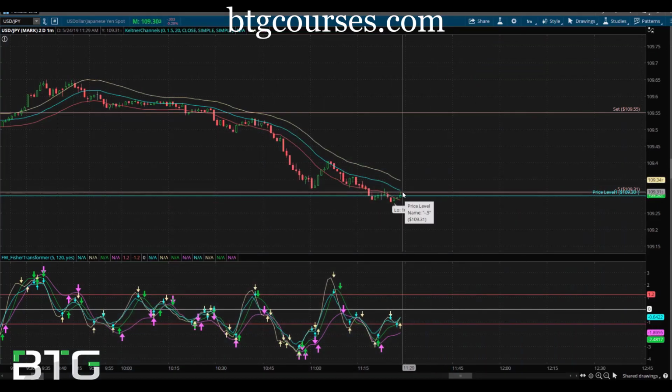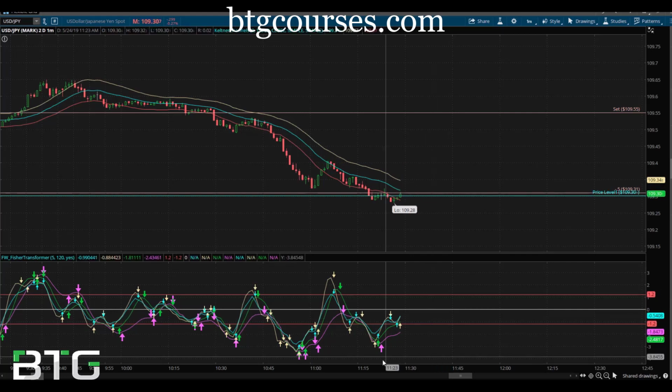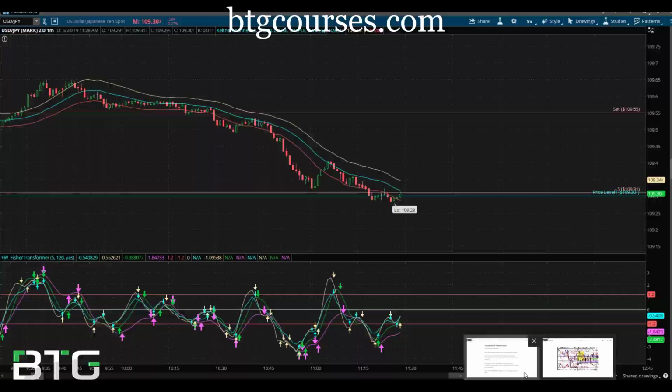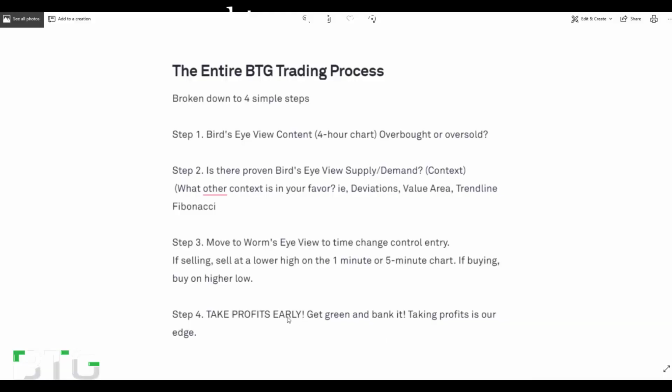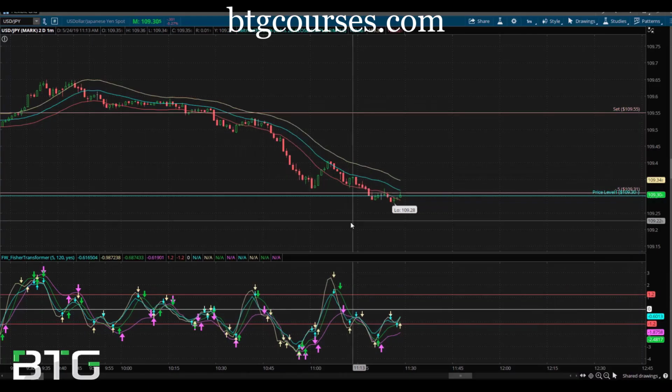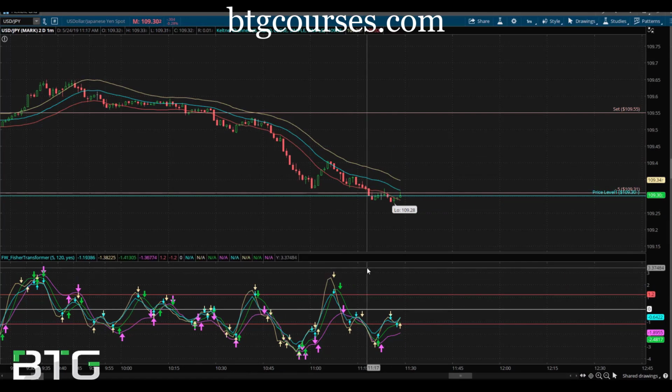So a lot of times I will use percentage of profit, or I will use a structure. Notice that we had a little bit of sell-off right there. So obviously there's just a little bit of resistance right there. So I want to get back there and then TP. Okay. And then of course, step four, the fun step, take profits. We just went through that. Take profits, bank the green, find structure, get a percentage of profit.